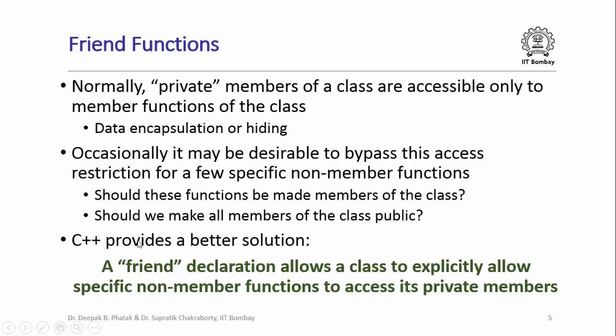C++ actually provides a very nice solution for this. It allows you to have a friend declaration through which a class can explicitly allow specific non-member functions to access its private members, whereas all other non-member functions still do not have access to its private members.